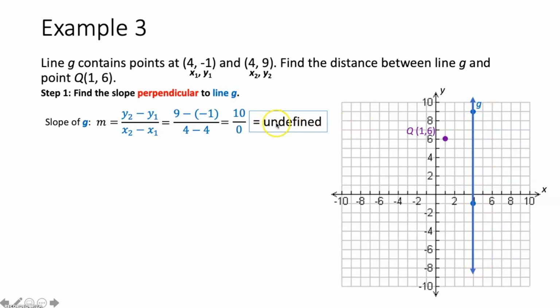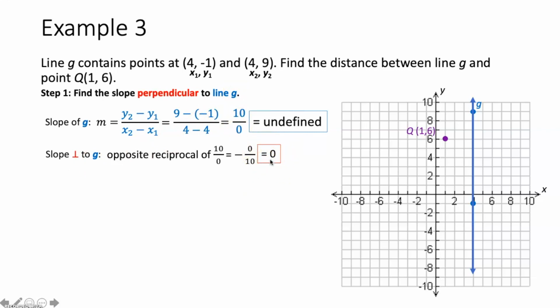Well, if the slope of line G is undefined, and we're trying to find the slope perpendicular to line G, how do we find the perpendicular slope to an undefined slope? Well, the slope here is 10 over 0, so the opposite reciprocal of 10 over 0 would just be opposite, you change the sign so it would be negative, and reciprocal, you flip the fraction, so it would be negative 0 over 10, which just simplifies to 0, right? So the perpendicular slope to line G would be a 0 slope.